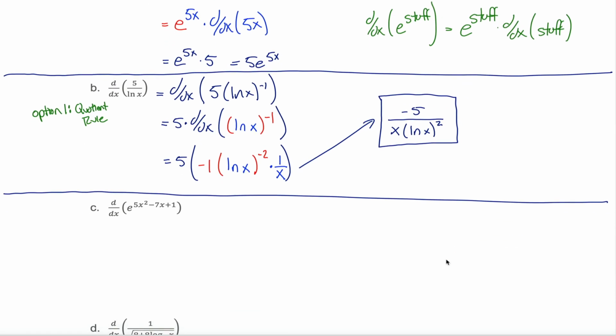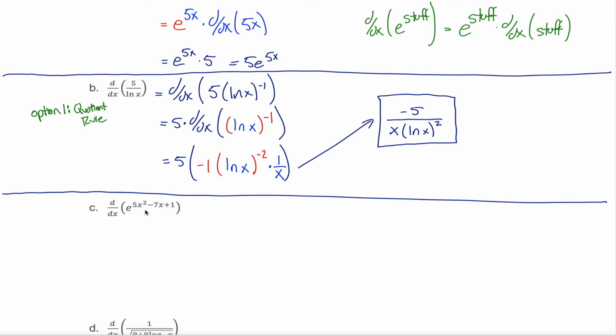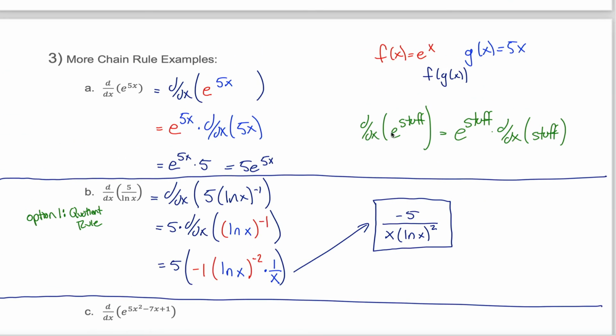Let's move on to another example. This looks really hard. Turns out it's not. The derivative of e raised up to the 5x squared minus 7x plus 1. Really, that's just this case, the derivative of e to the stuff. And the answer for that derivative is e to the stuff times the derivative of the stuff.